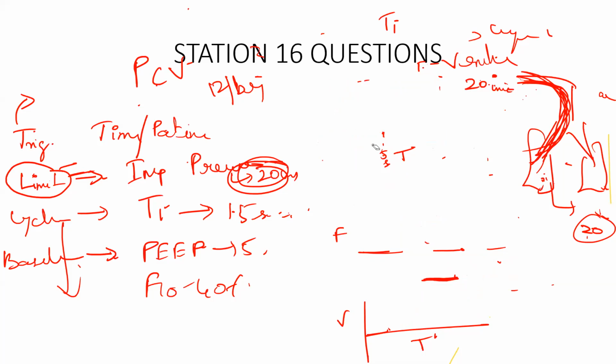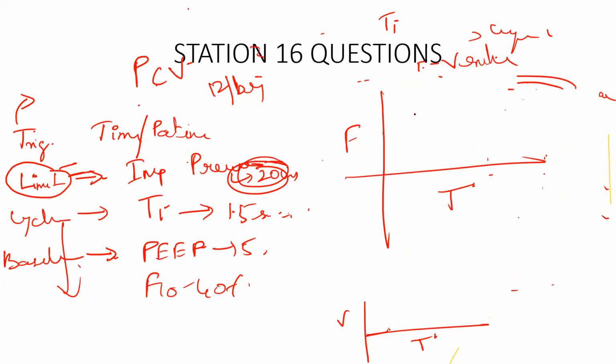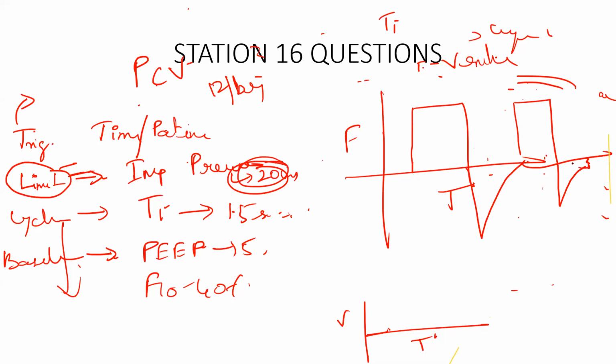Good. Now troubleshooting. When there is air trapping, like in obstructive lung disease, there is going to be air trapping or dynamic hyperinflation. If we see the flow time curve in volume control ventilation, it is like this. When there is air trapping, the inspiratory flow is not affected. The expiration will not touch the baseline because there is trapping. So this amount is the auto PEEP. Okay, so this is air trapping.